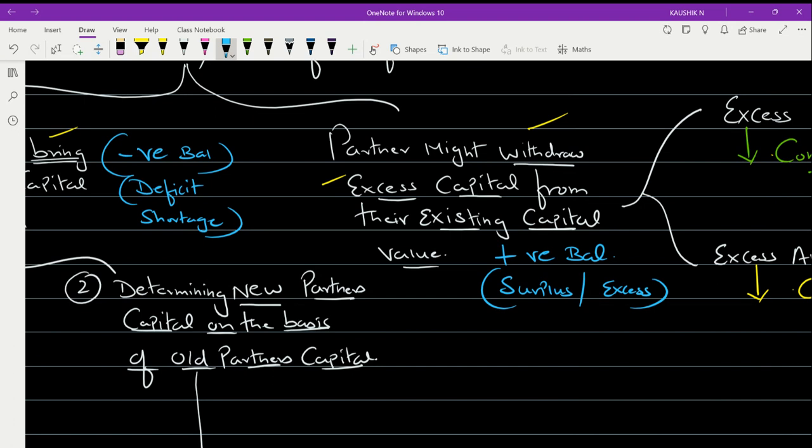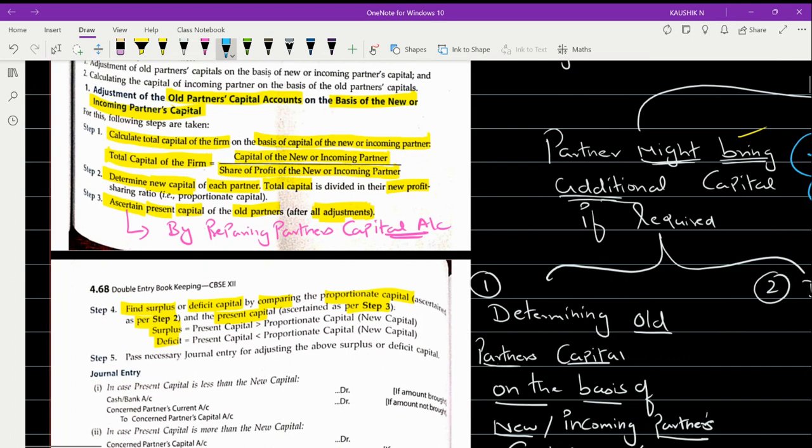This is what is mentioned here. So if it is a surplus, he will withdraw. If it is a deficit, he will contribute.